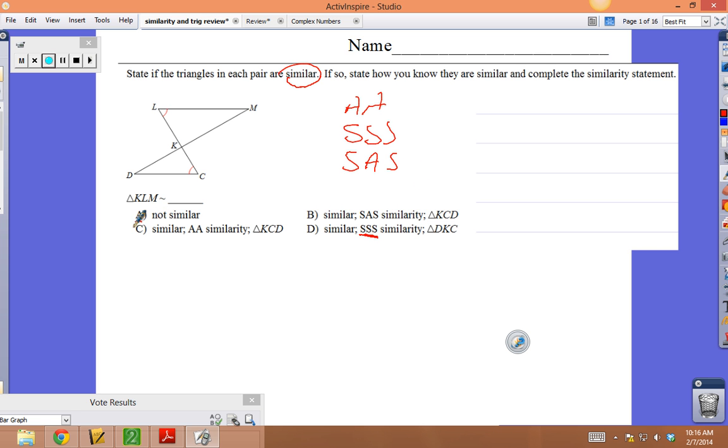So number one, C, because you have a pair of congruent angles. Angle L matches with angle C, but angle K is a vertical angle with angle K. These two are congruent. So if these two match up, these must also match up. So K is going to match up with K, L is going to match up with C, and M is going to match up with D because of the angle similarity.